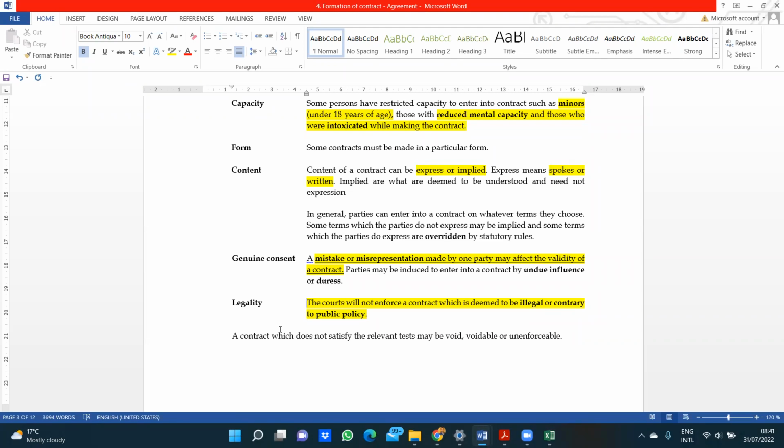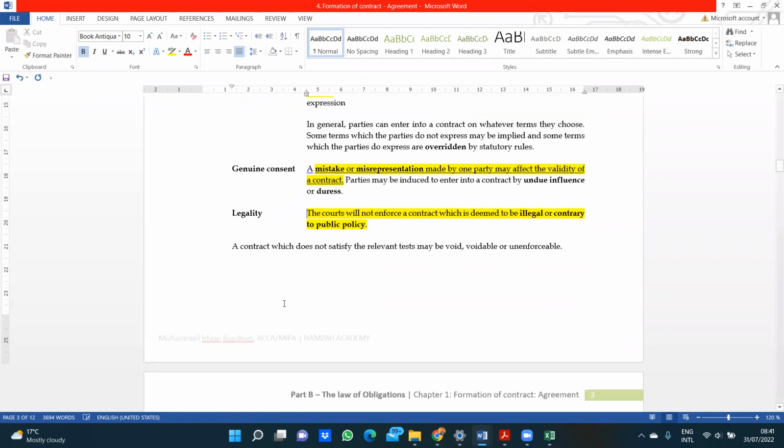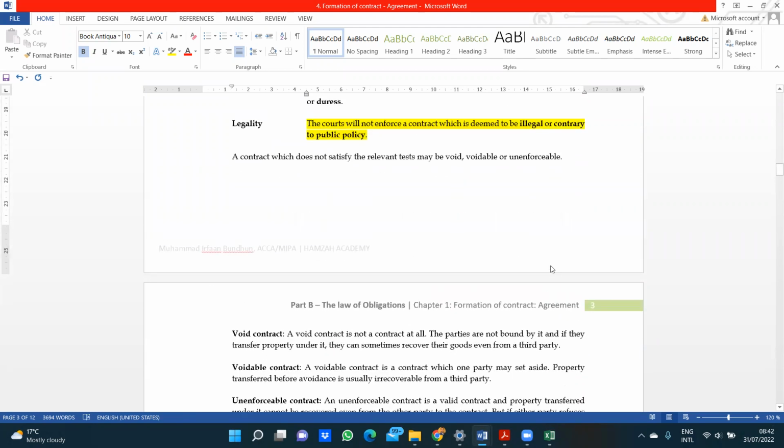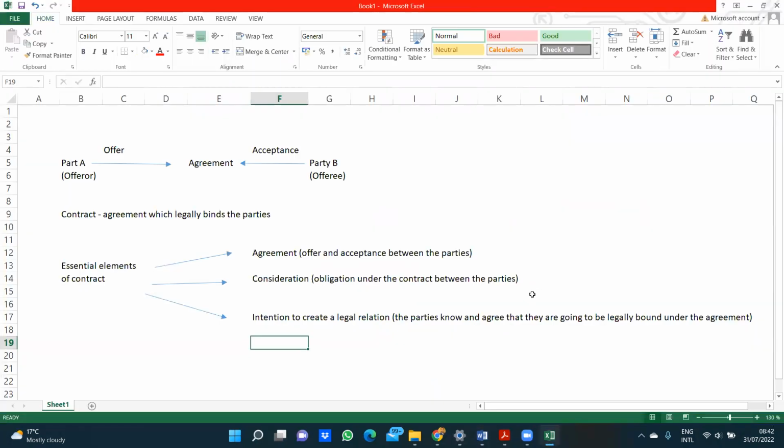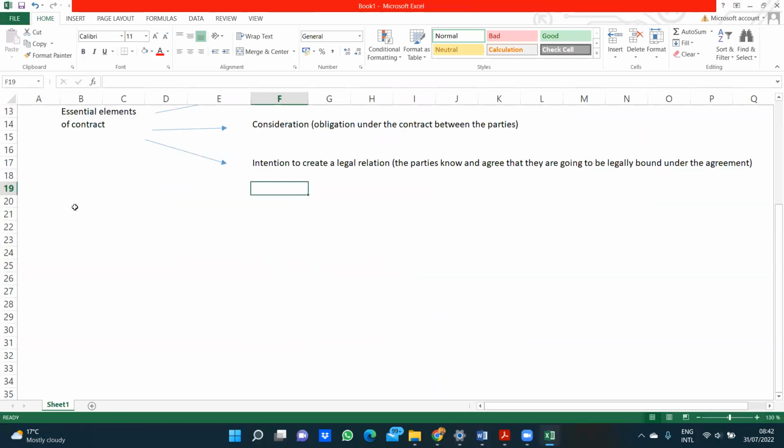Again, for example, a contract which affects the rights of someone. These types of contract, the courts will not enforce. A contract which doesn't satisfy the relevant tests may be void, voidable, or unenforceable. Okay, we will see this later on. So first of all, let's now discuss the notes on validity factors.